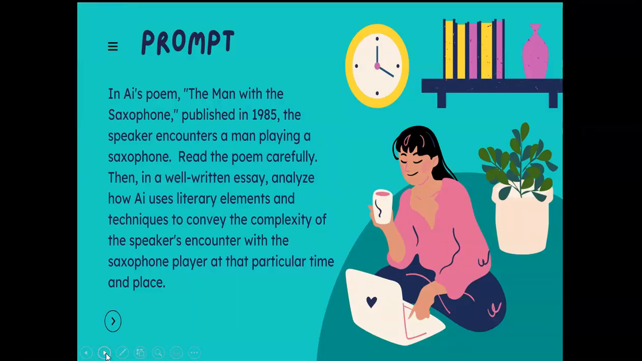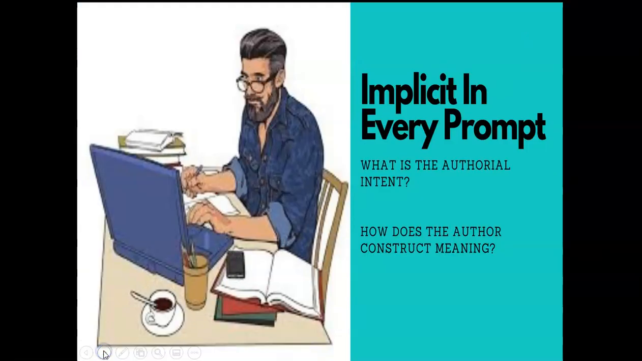Here's the prompt for the 2021 FRQ 1. I'll read it to you. In Eyes's poem, The Man with the Saxophone, published in 1985, the speaker encounters a man playing a saxophone. Read the poem carefully. Then, in a well-written essay, analyze how Eyes uses literary elements and techniques to convey the complexity of the speaker's encounter with the saxophone player at that particular time and place. This is a pretty standard prompt. There's no curveball in this. If they adhere to the prompt, it sets the kids up to perform literary analysis, and that's the demand of the assignment.